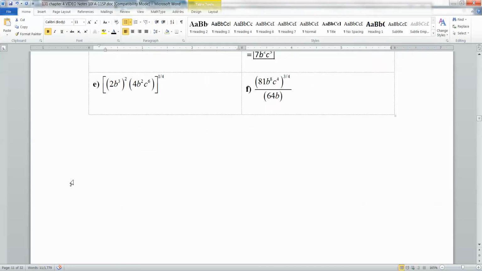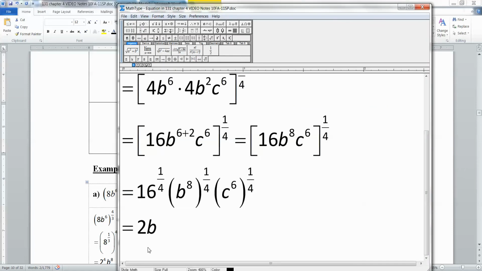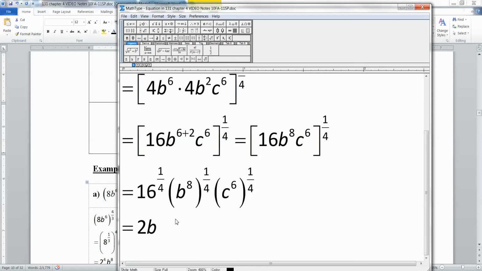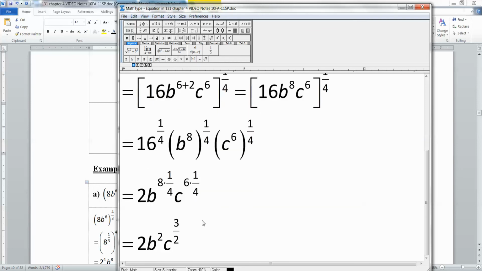Now the B here, all we're going to do is use property number 5. B to the 8 to the 4th. 8 is P, Q is 1/4, you multiply them. So you're going to go B to the 8 times a 4th. Okay, and then C to the 6 times 1/4. That gives you 2B to the 2, C to the, okay, 6 over 4 is 3/2, right?